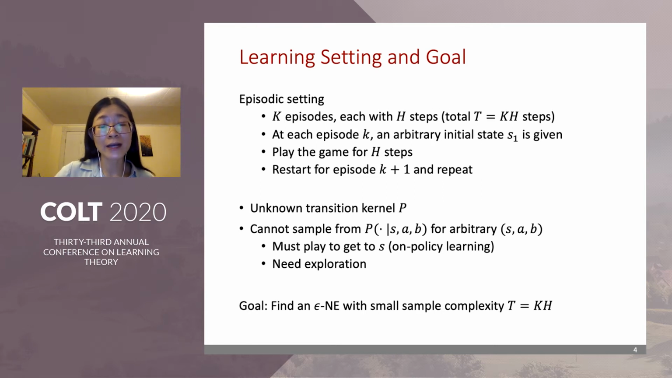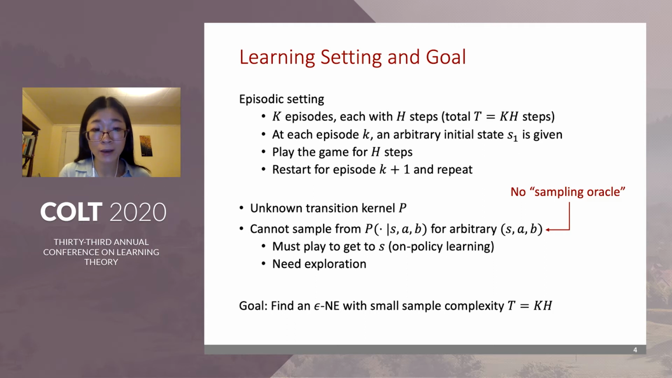Most prior works on learning Markov games assume that they have access to a sampling oracle, meaning you can obtain the next state for an arbitrary state-action pair from the oracle. But in reality, such a sampling oracle might not be available. So players have to learn the system from the data by playing the games sequentially. This is exactly the setting we consider here. And an important issue we need to address is to balance the trade-off between exploration and exploitation. Our goal here is to find an epsilon-approximate Nash equilibrium with as few steps as possible.